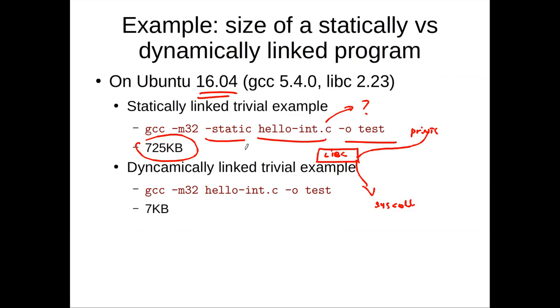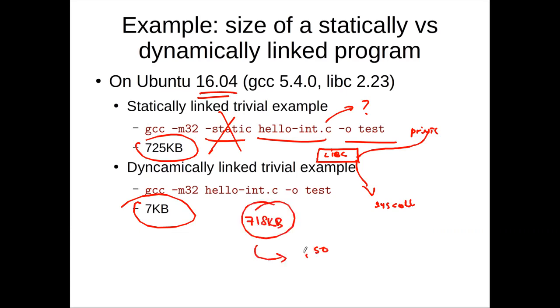But if we link dynamically, so essentially if you delete the static keyword and do the same, the program is only 7 kilobytes, right? Meaning all this libc business, roughly 718 kilobytes, is loaded as shared libraries. And that's a significant saving on disk, because if you do a find through your file system looking for all executable files, you will find a lot, right?